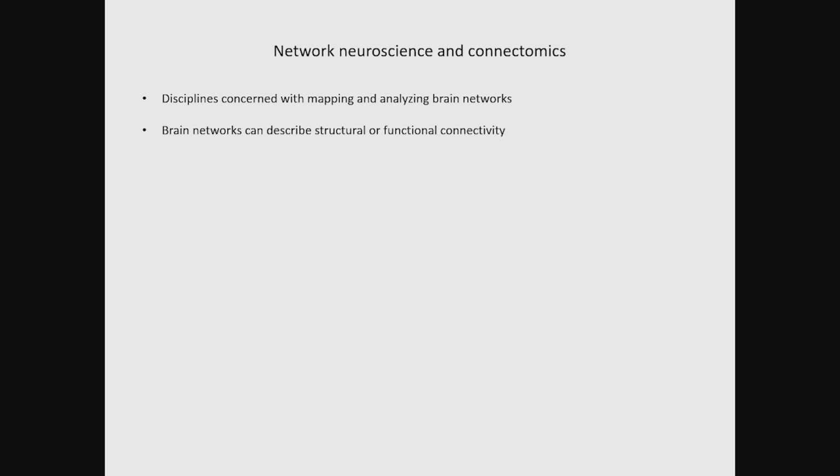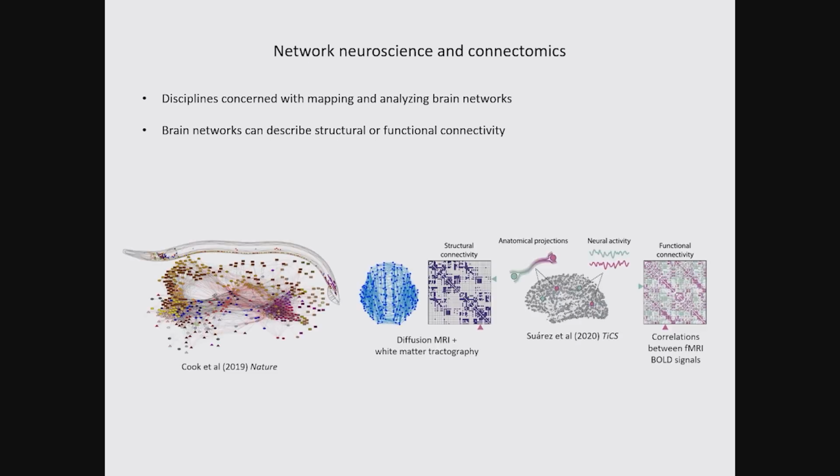So network neuroscience and connectomics are fields concerned with the mapping and analyzing of brain networks. Brain networks can either describe structural or functional connectivity. Structural connectivity are anatomical connections between neural elements, whereas functional connectivity describes statistical associations between neural elements. So here we have the anatomical network of the C. elegans worm. This is a neuronal level network, where we have the complete synaptic map of connectivity between every neuron.